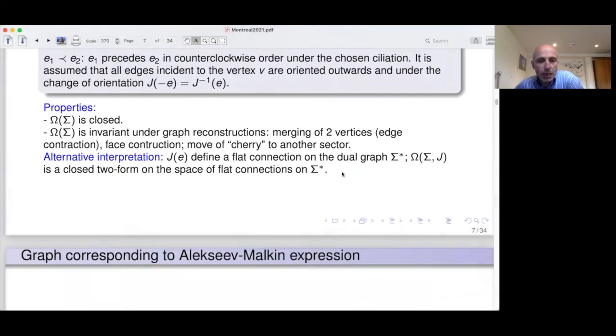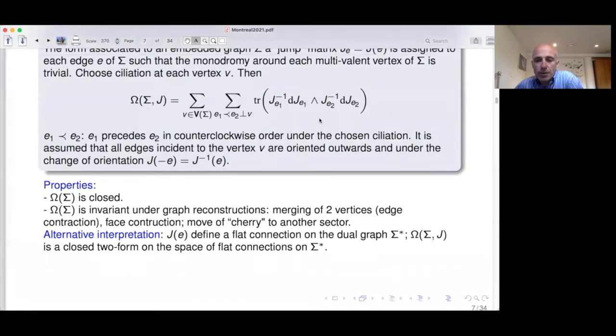And now what's good about this form is that it's invariant under the standard moves. If I merge two vertices with a natural transformation of the jump matrices, the form remains invariant. If I merge two edges having two vertices in common, gluing them together with a natural transformation of jump matrices, the form remains invariant. The face contraction form remains invariant. So this form is nice, it's invariant under various graph transformations.